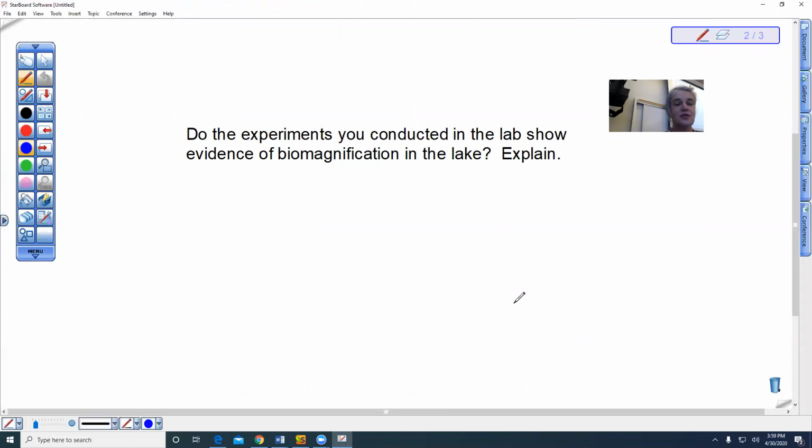Do the experiments you conducted in the lab show evidence of biomagnification in the lake? So this doesn't have to do with nutrient pollution, because nutrients are water soluble. They come into our bodies, and they leave. But there are some toxins that start to accumulate in the body that are water insoluble, so I can't get rid of them, and they might be stored in my fat. And the example of the toxin in this was mercury.